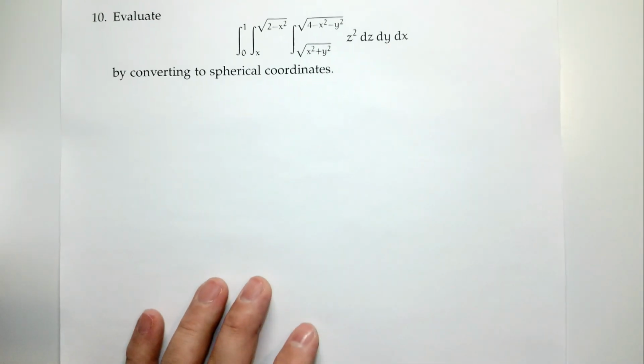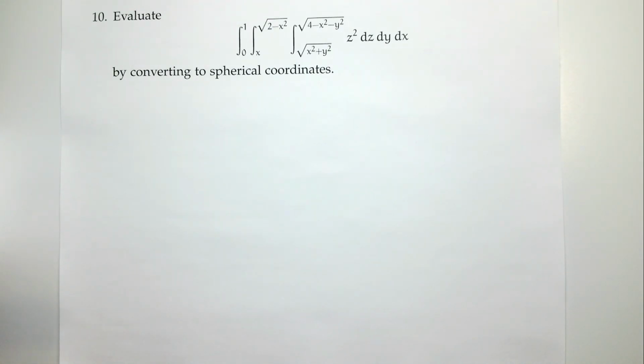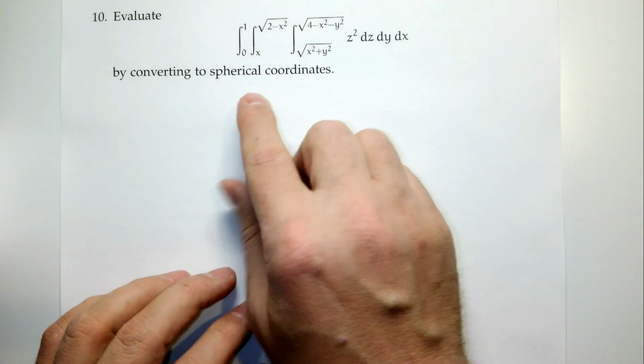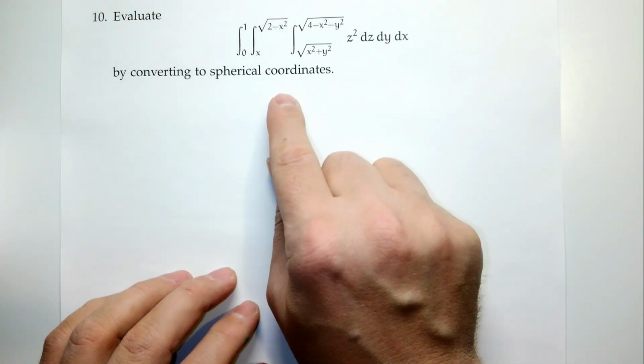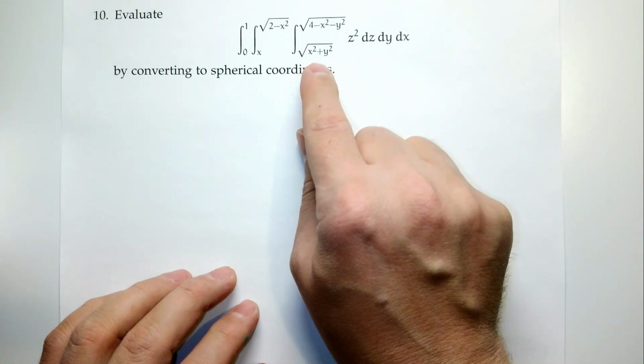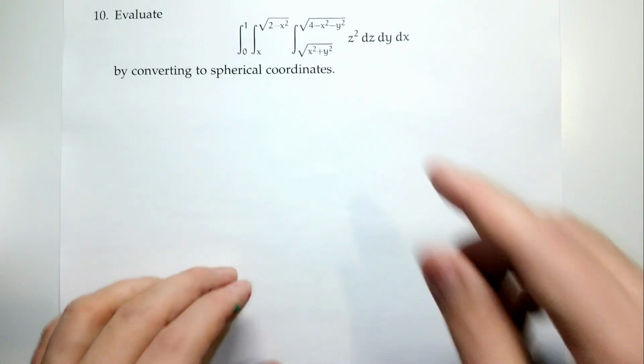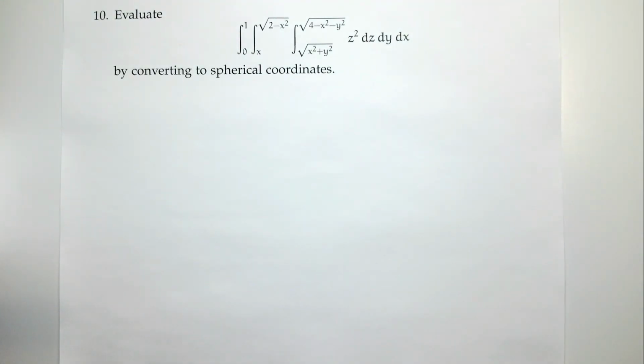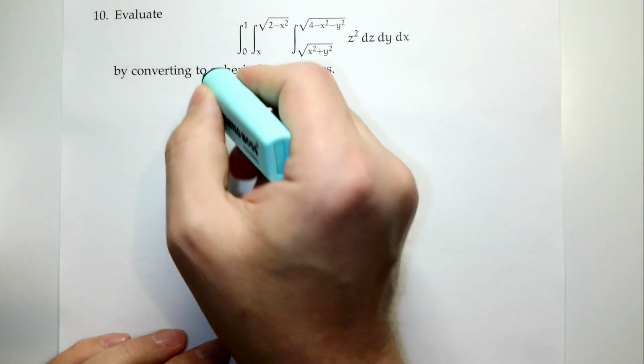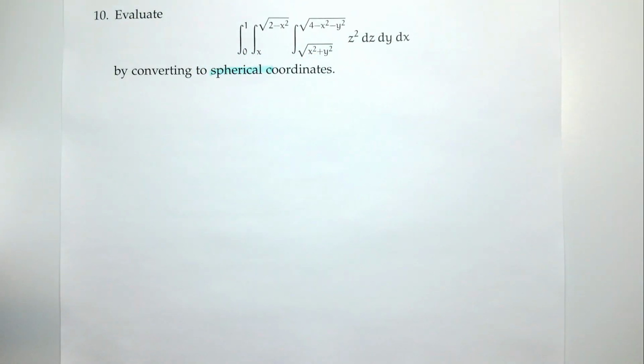Okay, looks pretty good. Actually, kind of looks really similar. So evaluate integral 0 to 1, integral x to root 2 minus x squared, integral root x squared plus y squared to square root of 4 minus x squared minus y squared, z squared dz dy dx. If this feels very similar to the last problem, it's because it's very similar to the last problem. Now, on the last problem, you said, look, dealer's choice. Cylindrical, spherical, whatever makes you happy. Here, we're definitely being told what to do. Spherical. So we're doing it.